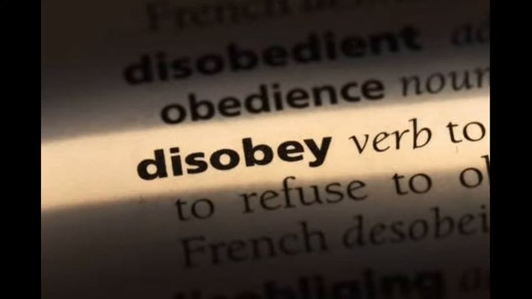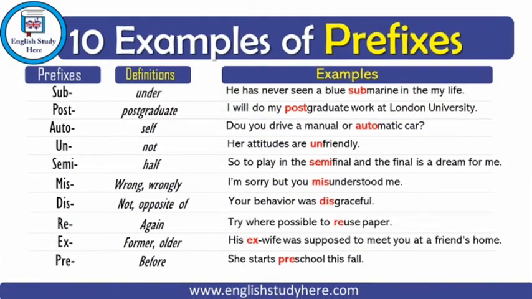To obey is to do what you're told to do, to follow instructions. But when you disobey, you do the exact opposite. So you see that dis is the prefix in the word disobey. And this means not. Disobey, not obey.